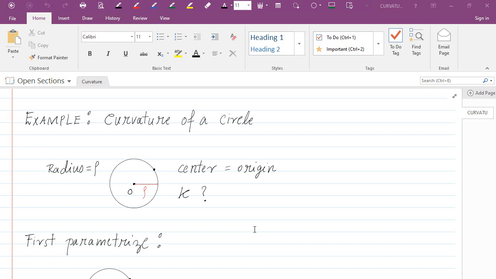Welcome back. So in this example, we will be evaluating the curvature of a circle. First, it should be intuitively clear that the curvature of a circle at any point should be the same. So let's say I have a circle of radius rho. It doesn't matter where the center is, so let's pick the center to be at the origin.